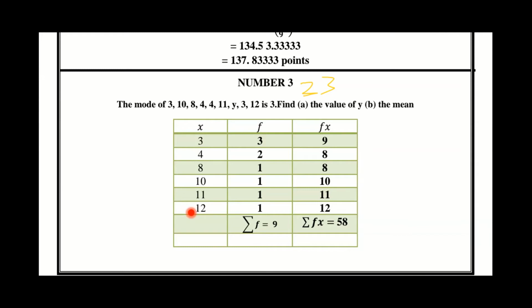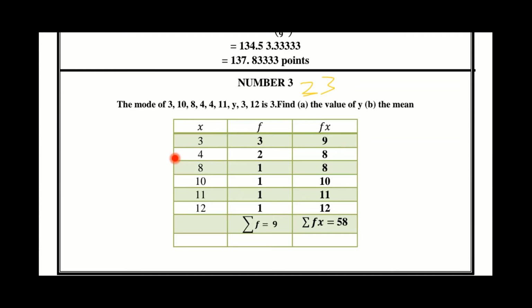If we are to make 3 qualify to be the mode, we have to give it a higher frequency. If we make y 4, 3 will not qualify to be the mode. But if I make y 3, 3 will gain a frequency of 3, making it the highest frequency, hence it qualifies to be the mode. That's why for part A, we have y equals 3.